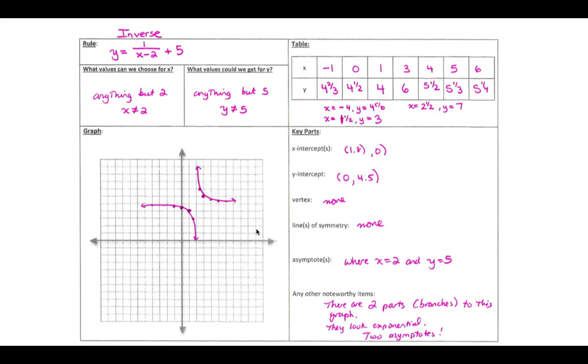This graph has 2 parts. That makes it special. All the other graphs were one-piece graphs. This is a 2-piece graph. So there are 2 branches to this graph. And while each branch looks exponential, it's not, but it really does look like it could be related. And those 2 asymptotes are just so cool. So this completes our families of functions.